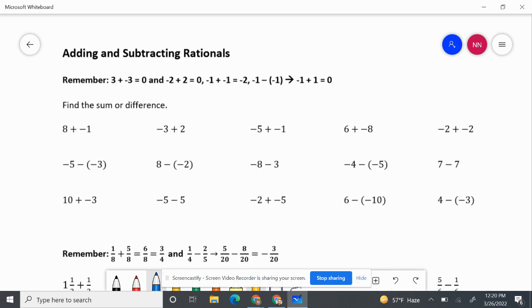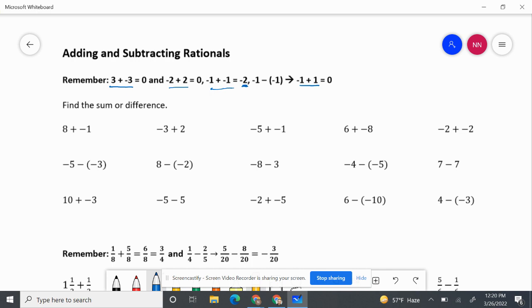So the first one is our example of what the zero property is. 3 plus negative 3 is 0. Negative 2 plus 2 is 0. Negative 1 plus negative 1 is negative 2. Notice that with the same sign, we add them. With different signs, we subtract. Negative 1 minus a negative 1 would be the same thing as negative 1 plus 1, which of course would be 0. So we're first going to look at adding, and then we'll look at subtracting.